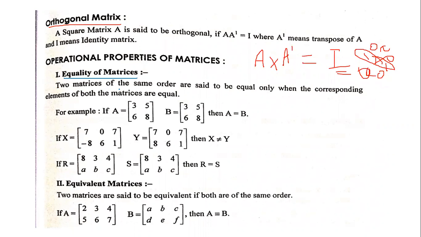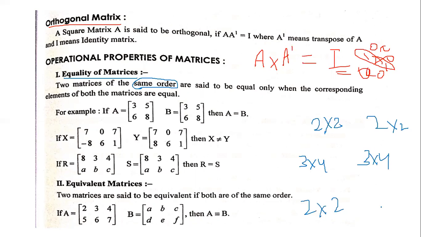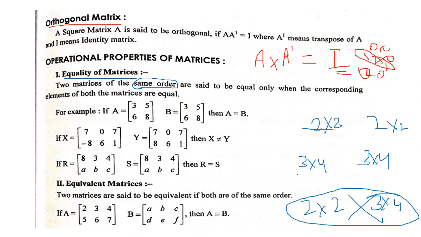Two matrices of the same order. First important point to note, same order. Same order means if it is 2 into 3, 2 into 2, the other also should be 2 into 2. If one is 3 into 4, the other also should be 3 into 4. I cannot compare something with 2 into 2 and 3 into 4. This is not possible. Both should be of the same order. The dimension of the matrix should be the same. And then they are said to be equal only when the corresponding elements, this is the second important point, corresponding elements of both the matrices are equal. Okay, so let's see with an example.